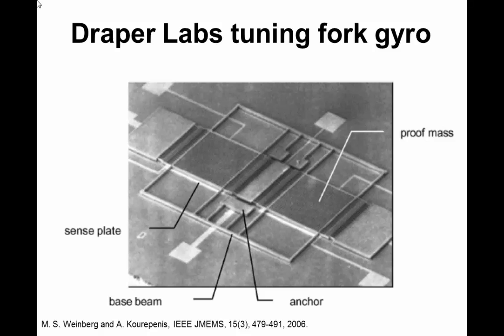So perhaps one of the first MEMS gyros was this surface micromachine device out of Draper Labs. And this device essentially had electrodes built on top of the substrate for out-of-plane sensing and a tuning fork configuration. So these proof masses were actuated in a tuning fork mode, anti-phase, and then in response to in-plane rotation, you had a tilt that was detected as a push-pull change in the up and down change in the capacitance, and that was what was measured.